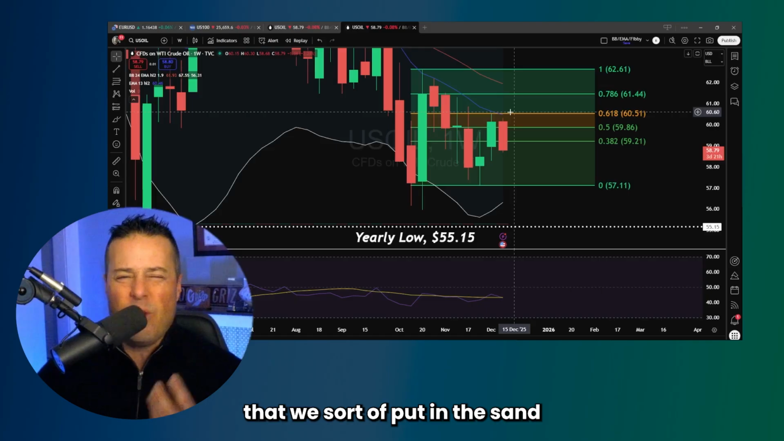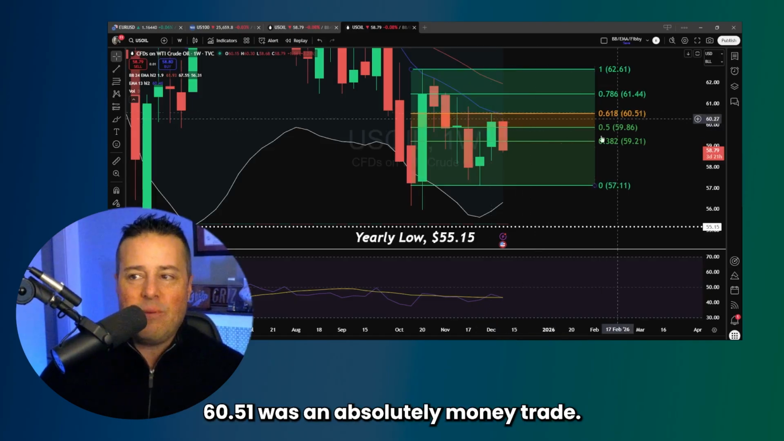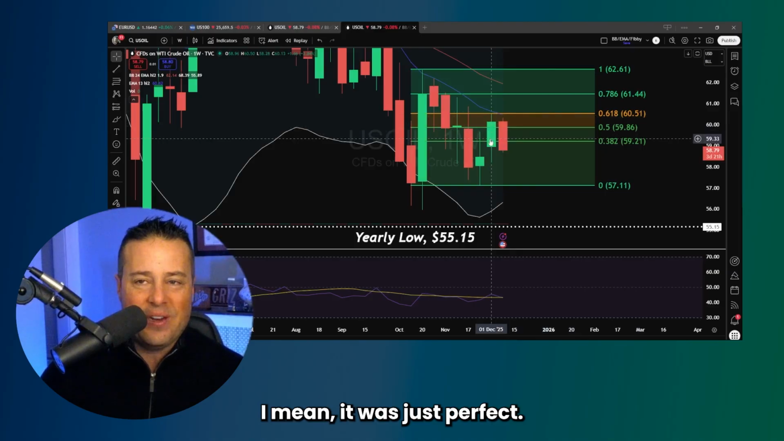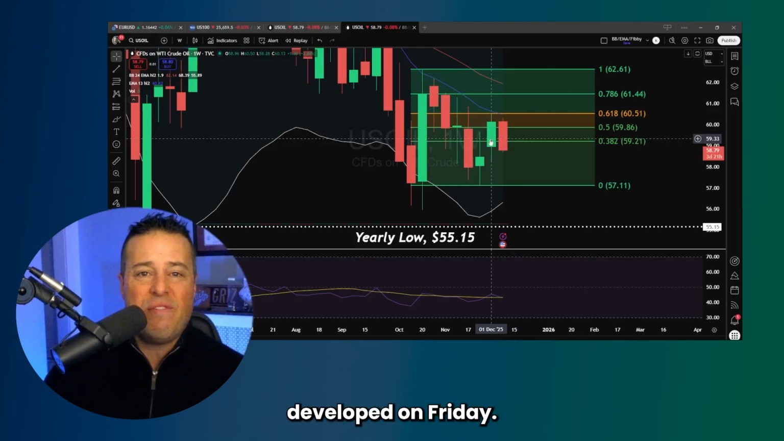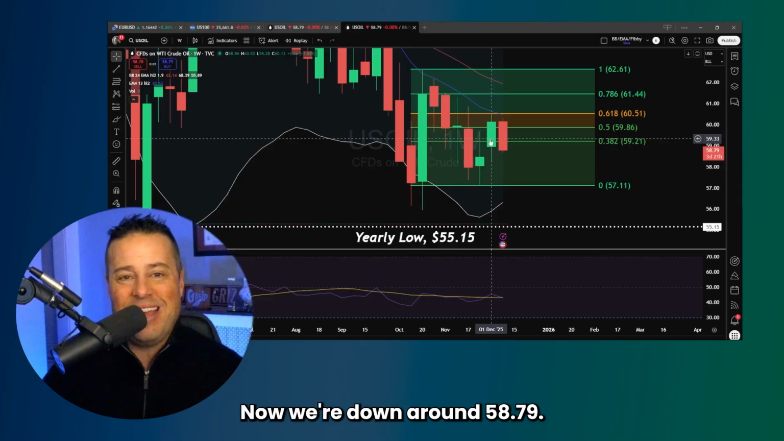This is the weekly chart, though, but really just beautiful. Resistance line that we put in the sand on our live streams last week. 60.51 was an absolutely money trade. I mean, it was just perfect. You saw last week's high developed on Friday. Big time sell off from 60.50. Now we're down around 58.79.